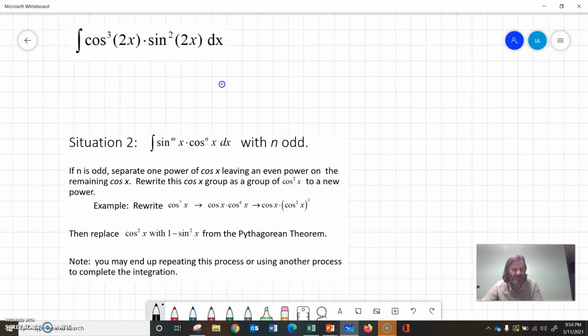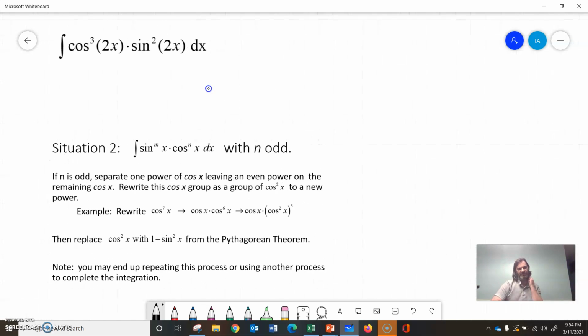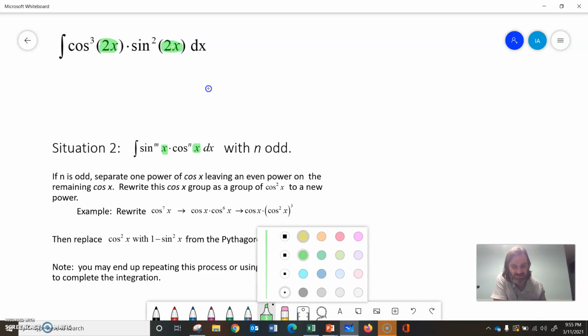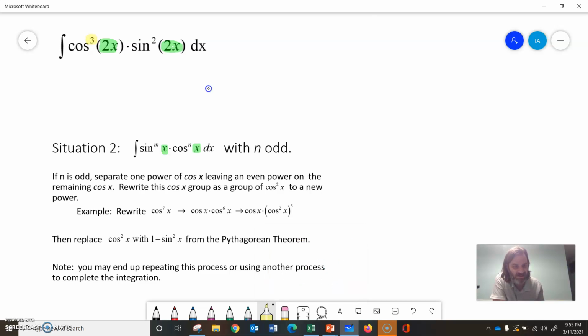I have the integral of cosine cubed of 2x times sine squared of 2x dx. I purposefully have the same angle in here, and that's important because the formula for sine to a power, cosine to a power is using the same power, the same argument. But the idea here is that if you look at this thing, the cosine part is odd. So we're going to do what we just did.